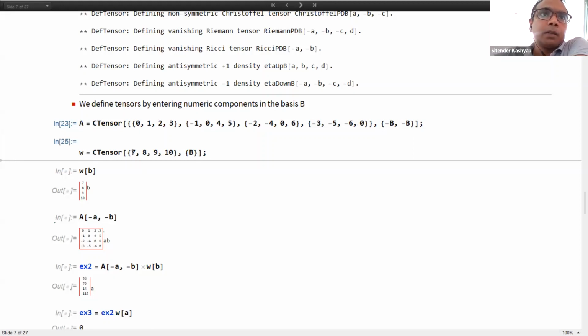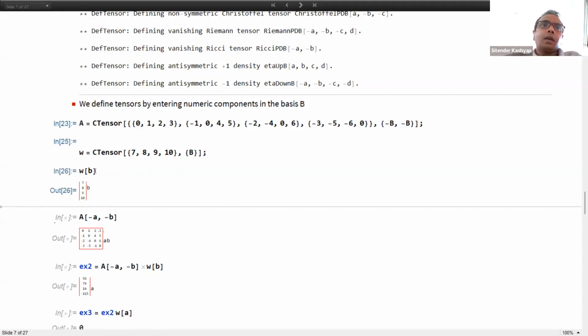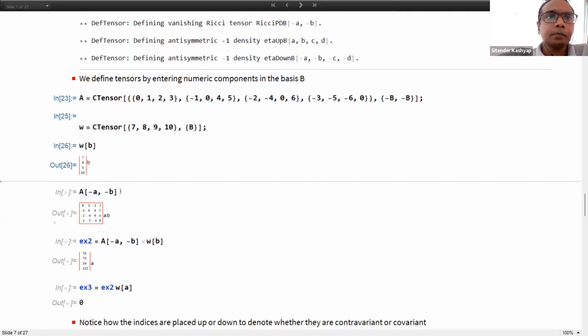Similarly, this W, which is essentially a vector with entries 7, 8, 9, 10, is without minus B, so it's an up index and a contravariant vector. So let's see. When we enter W of B, you see how it is representing it. It's representing it as a column, and B is just above, representing that it's a contravariant vector. Similarly, for A, we have two down indices, and these are the entries that I mentioned: 0, 1, 2, 3, -1, and it's antisymmetric.